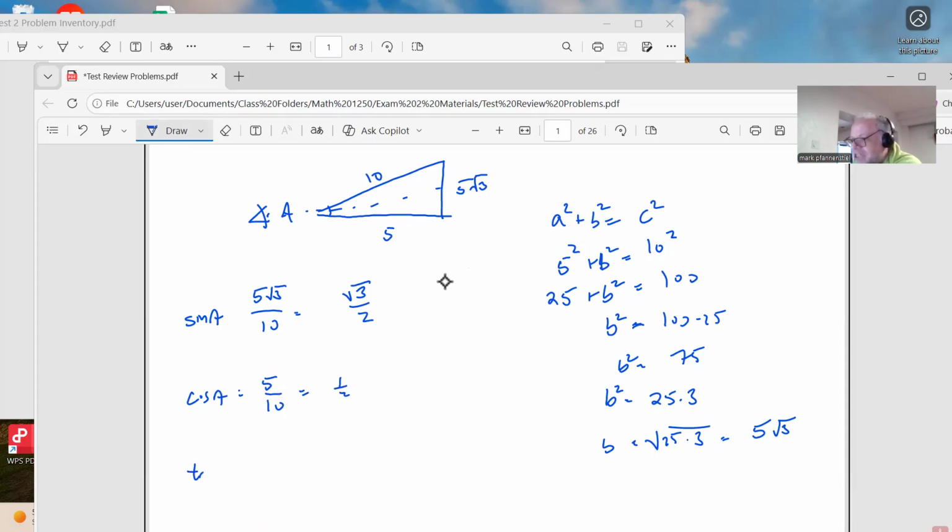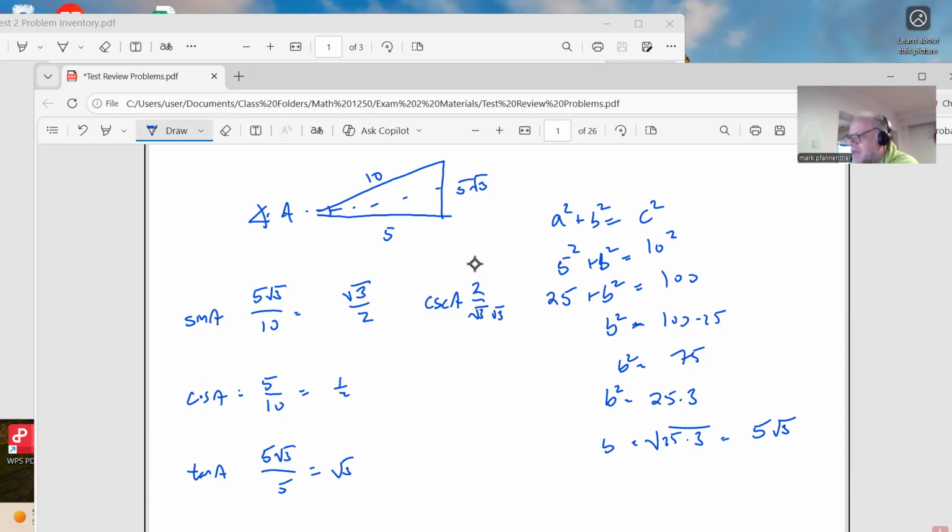And of course, the tangent of A, which is going to be opposite over adjacent, that's going to be 5 root 3 all over 5. Some stuff cancels, so we end up with the square root of 3 here. All right, now we need the other values for this thing. So the cosecant of A, that's going to be 2 over root 3, but we can't leave it like that.